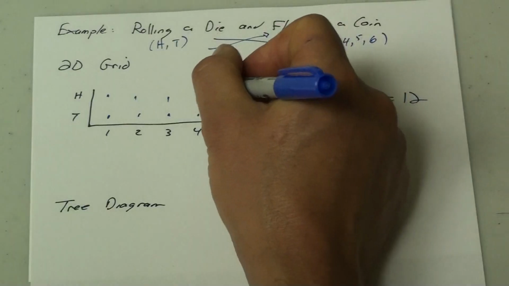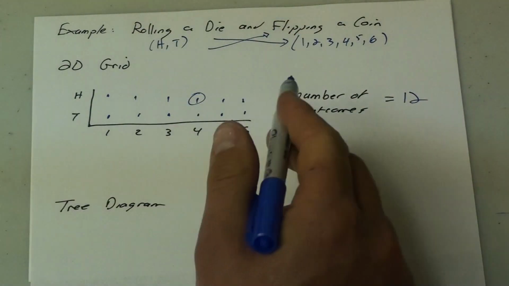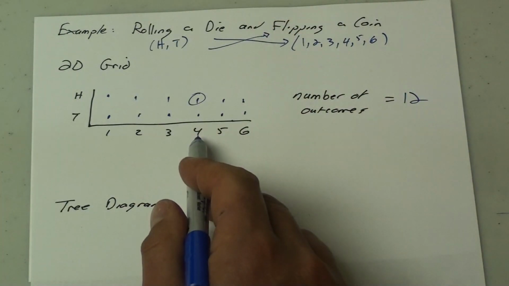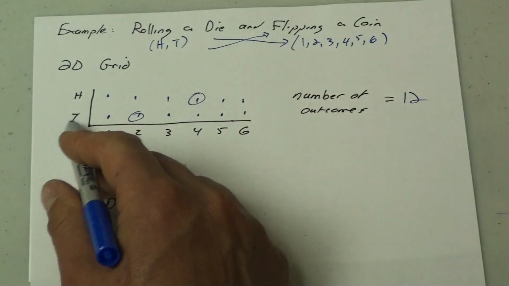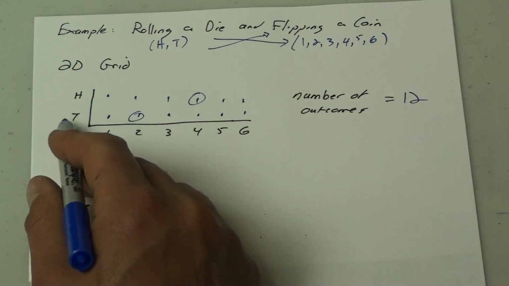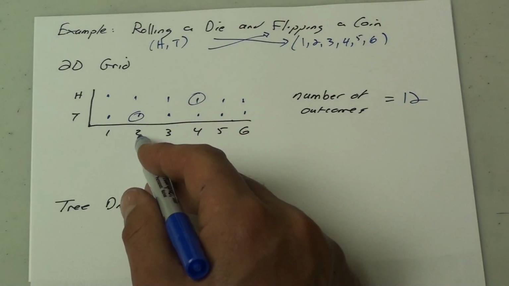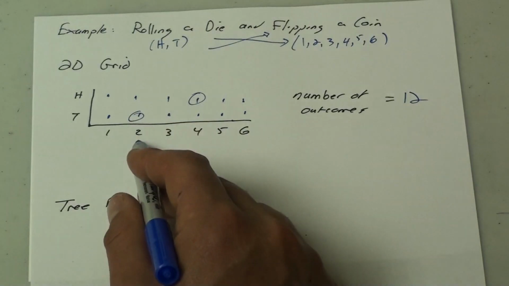If I was to circle an outcome, for example, circle that, that's heads and the number 4. If I was to do another one, well, that would be tails and the number 2. So I flipped a coin and got tails, and rolled a die and I got a 2.